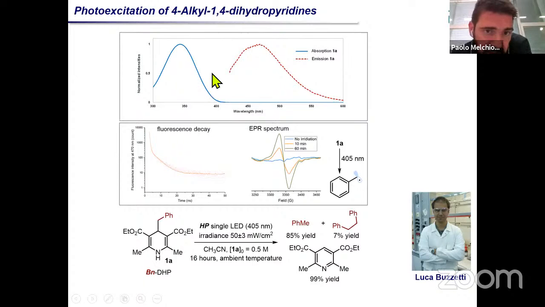dihydropyridine, and indeed this compound could be excited at 400 nanometer, 405 nanometer, and could engage in electron transfer chemistry. We also made sure by EPR spectroscopy, of course, upon irradiation, that this compound could generate benzyl radicals. So it was a source of benzyl radicals.